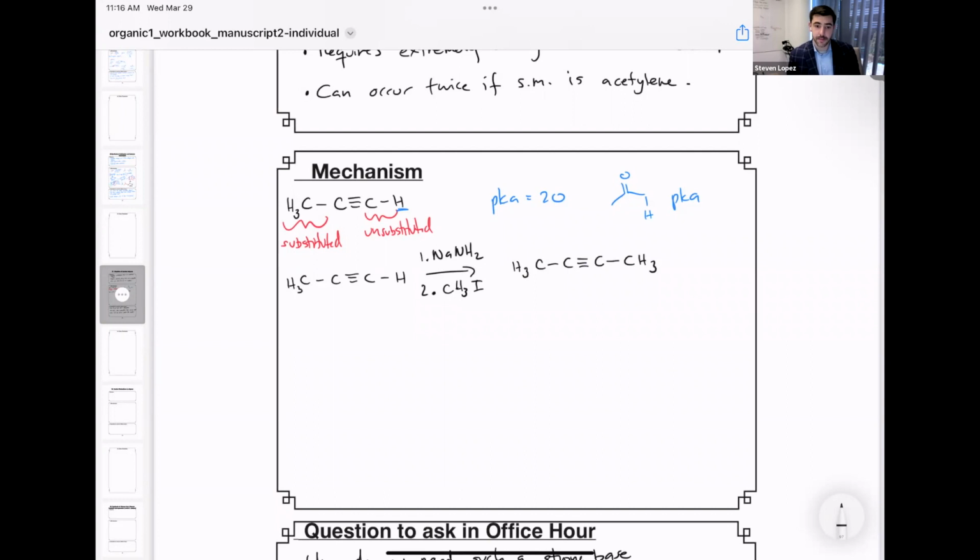So let's look at this mechanism. In the first step, sodium amide deprotonates this relatively acidic hydrogen to make the acetylide anion. Now this acetylide anion will attack the methyl iodide in an SN2 fashion to kick out the iodide. This forms the product.